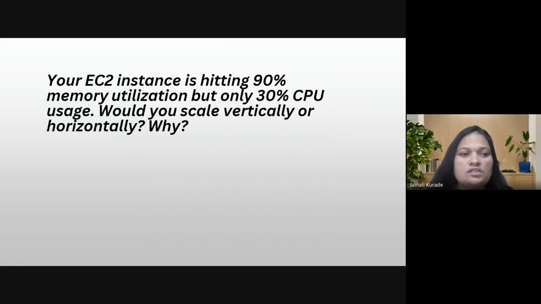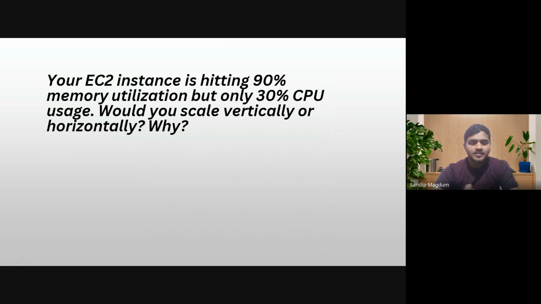So the question is, Sandeep, your EC2 instance is hitting 90% memory utilization, but only 30% CPU usage. How would you scale, vertically or horizontally, and why? That you have to mention. Here, your memory utilization is more than CPU utilization. So in this scenario, yes, explain.